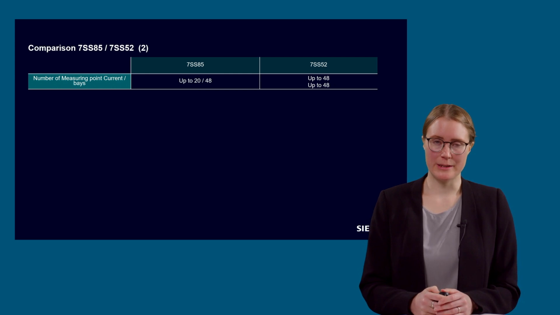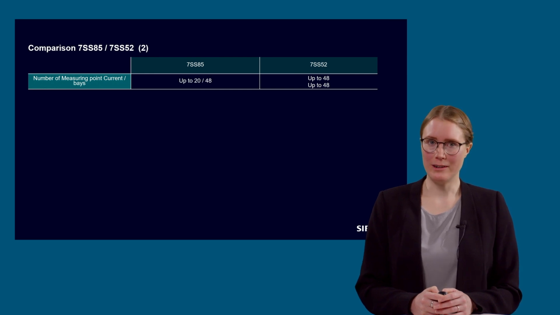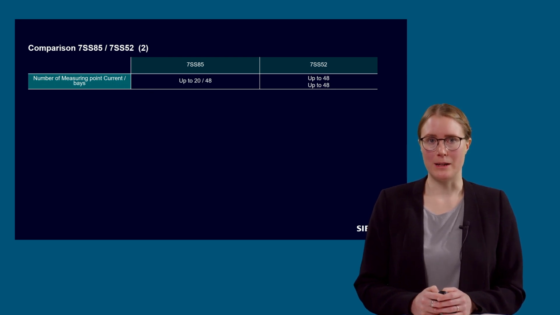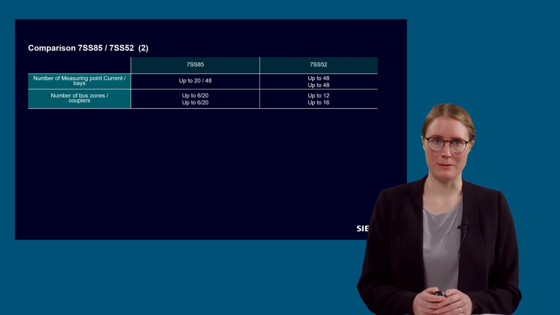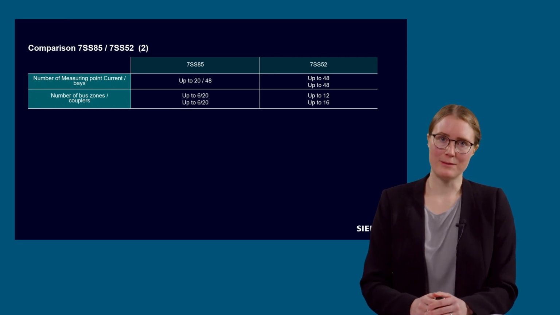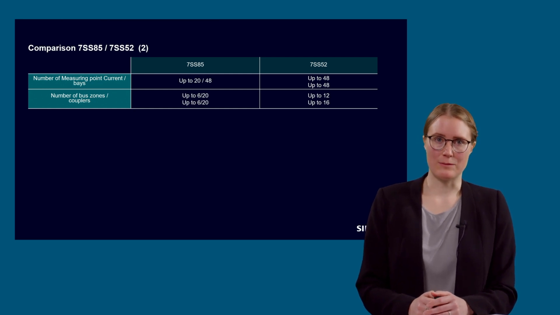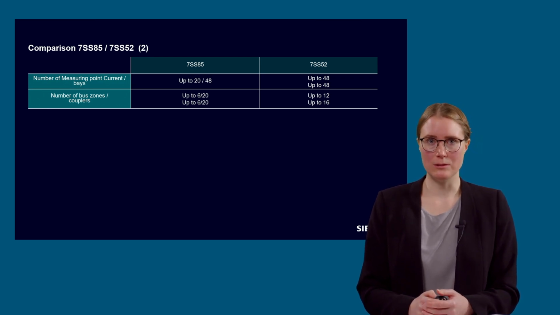The maximum number of measuring points is 20 for the 7SS85 centralized and hybrid solution, 24 for the distributed IEC 61850 compliant solution, and 48 for the 7SS85 CU solution. For the 7SS52, the maximum number is also 48. The maximum number of bus zones are 6 for the 7SS85 centralized, the IEC 61850 compliant solution, and 20 for the 7SS85 CU solution. Same with the maximum number of couplers. For the 7SS52, up to 12 bus zones and up to 16 couplers are possible.